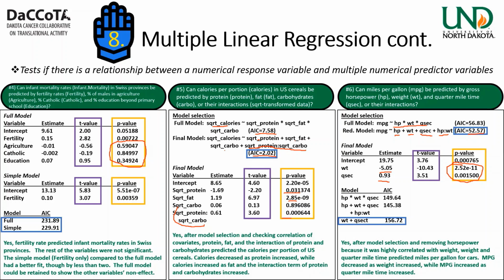So heavier cars have lower miles per gallon, and speedier off the line cars have higher miles per gallon.